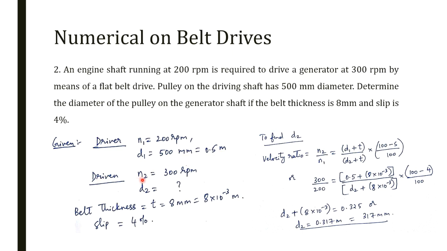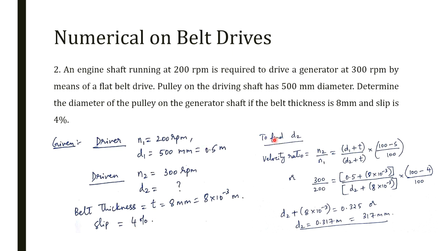And driven pulley N2 is equal to 300 rpm. You need to calculate D2, but by considering the belt thickness and slip. So thickness of the belt is 8 mm, convert into meters, 8 into 10 raised to minus 3 meter, slip is 4%, and find D2.